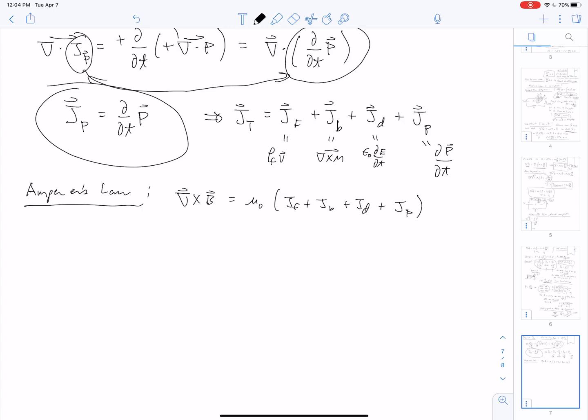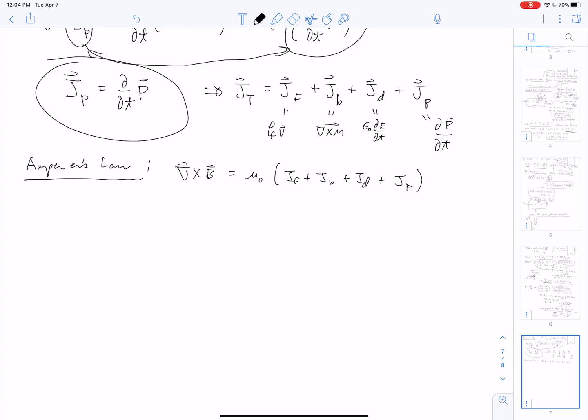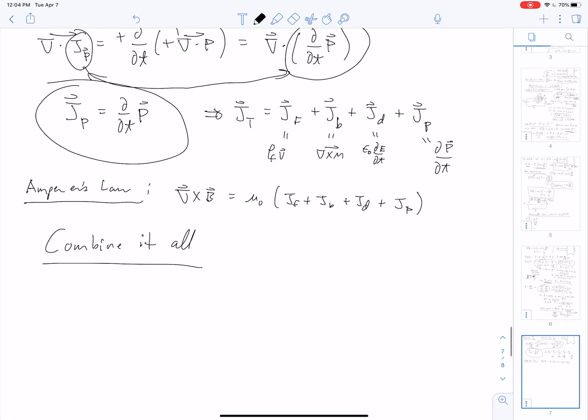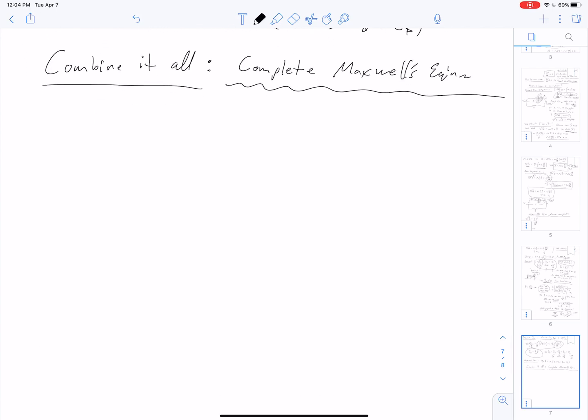Okay, so now we're finally ready to completely finish Maxwell's equations. So now we're ready to combine it all to have the complete Maxwell's equations. So this is a very important moment in our lives, to complete Maxwell's equations. It's very exciting, a very exciting moment. And so let's write them down. Let's combine everything into a nice, compact, beautiful notation. And so let's do it.